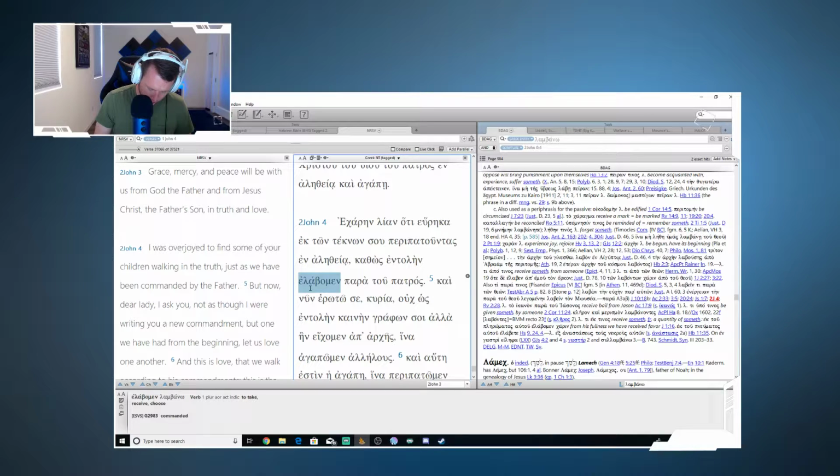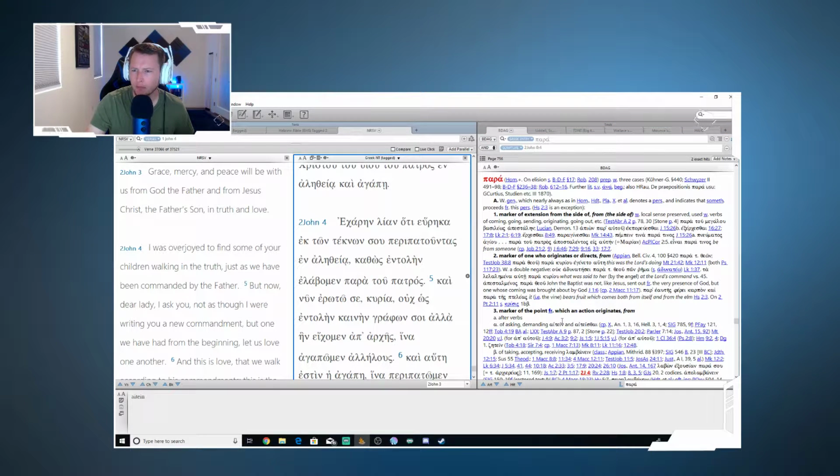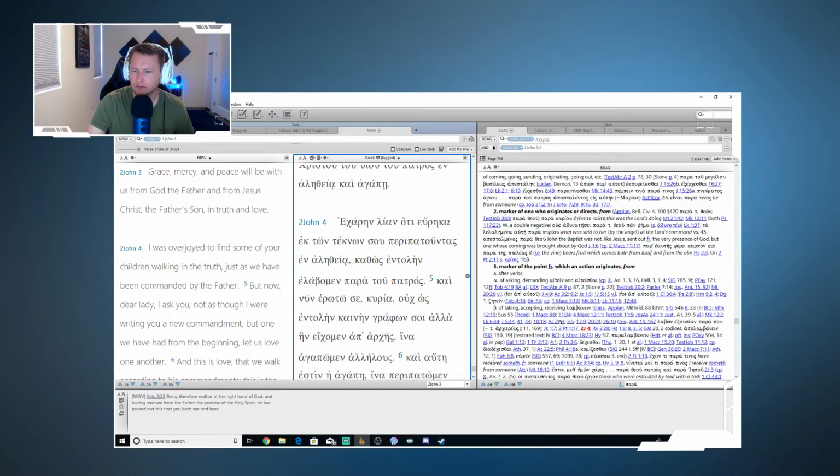Walking in truth. Just as we were commanded from the Father. Just as we were commanded from the Father. From here or by? Of taking, accepting, receiving, lambano. That's exactly what we have here. Marker of the point from which an action originates. Okay, so from is fine.